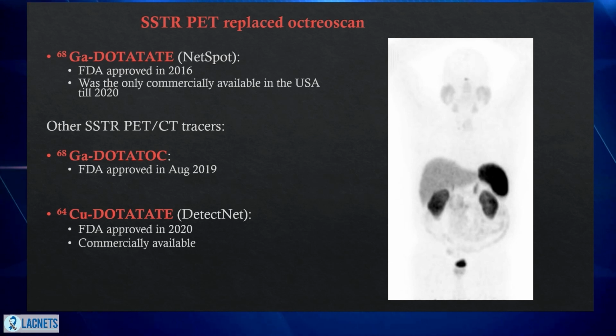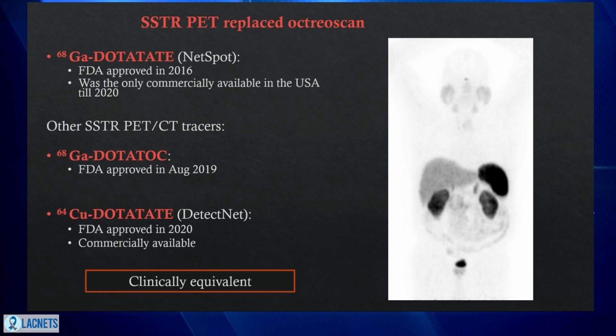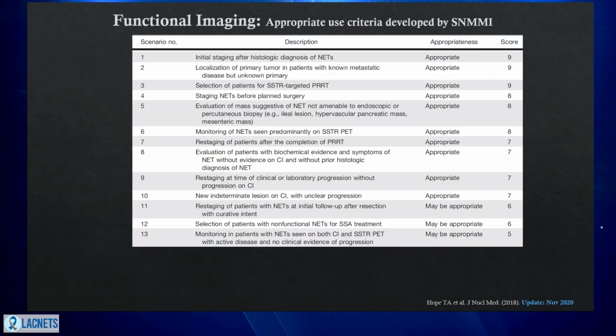So the physiologic distribution, this is the normal scan that I'm showing here on the right aspect of the screen, and this is the normal distribution of the agent. So we see uptake normally in the spleen, in adrenal glands, in the kidneys, but we also see a little bit also in the liver background. Those agents are clinically equivalent. So I'm going to go over the minor differences between gallium and copper, but overall they're considered to be equivalent.